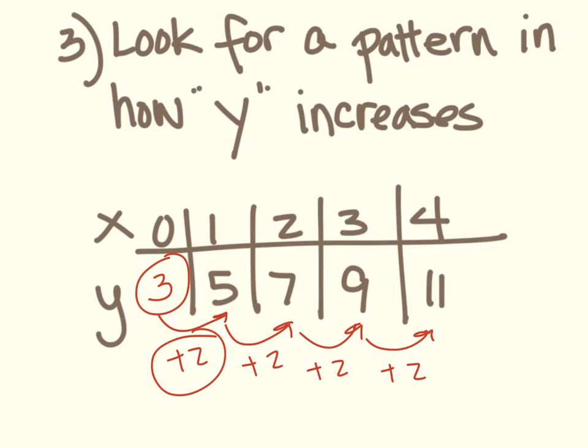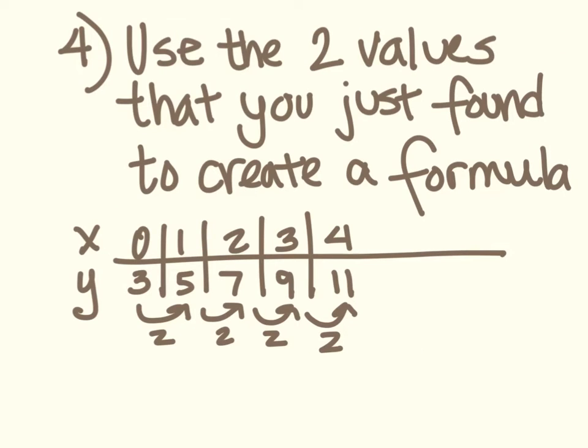The next thing I do is I use these two numbers to help me create a formula. So here's my 3 and here's my 2. How can I use a 3 and a 2 to figure out what y equals? Every time I do this, of course, I have to put x in there. So let's try it with 0. How do I go to 3? I want y to equal 3.